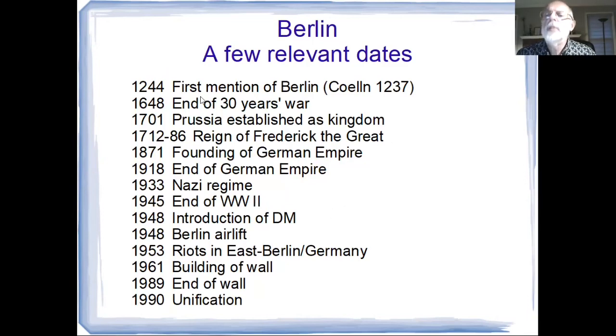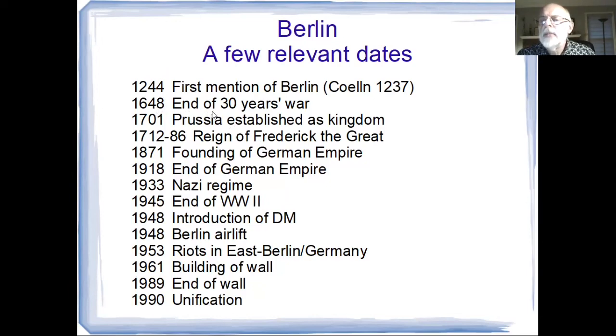Anyways, a few dates which become clearer also later on with some of the stamps I'm talking about. First of all, Berlin was mentioned only the first time in 1244. So it was a rather new city, because by then other cities in Germany were already over 1,000 years old. For example, Trier or Regensburg, Augsburg, dozens and dozens of places.